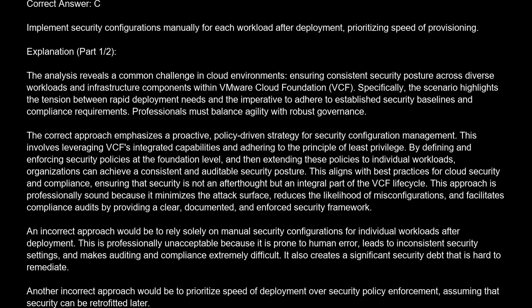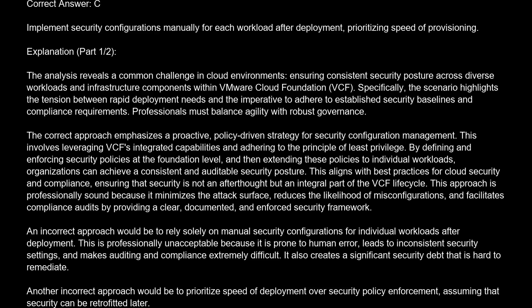Correct answer is C. Implement security configurations manually for each workload after deployment, prioritizing speed of provisioning. Explanation: the analysis reveals a common challenge in cloud environments, ensuring consistent security posture across diverse workloads and infrastructure components within VMware Cloud Foundation, VCF. Specifically, the scenario highlights the tension between rapid deployment needs and the imperative to adhere to established security baselines and compliance requirements. Professionals must balance agility with robust governance.